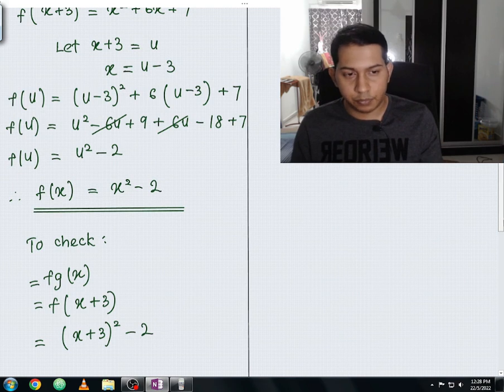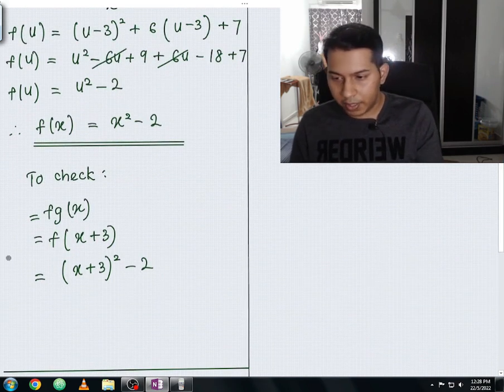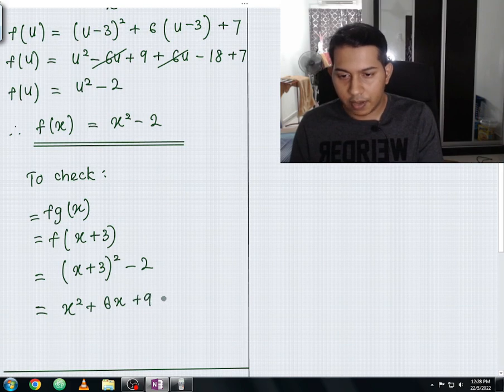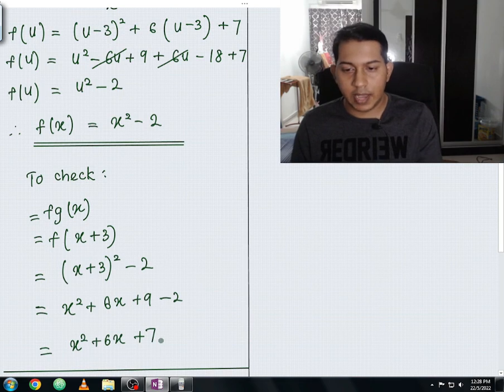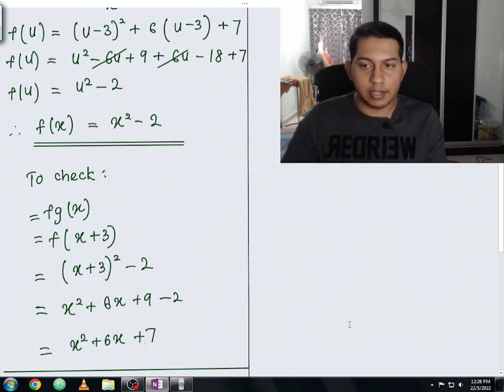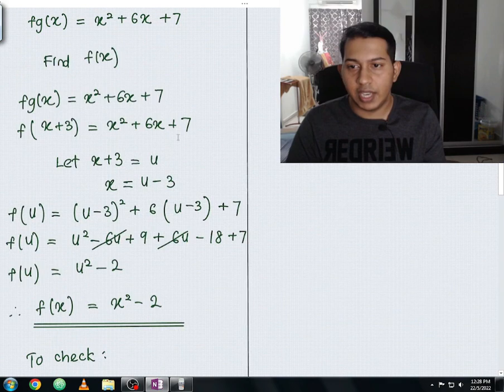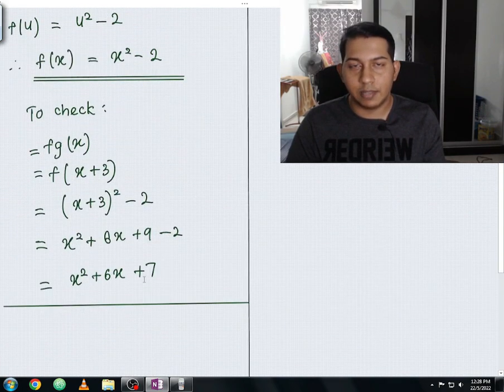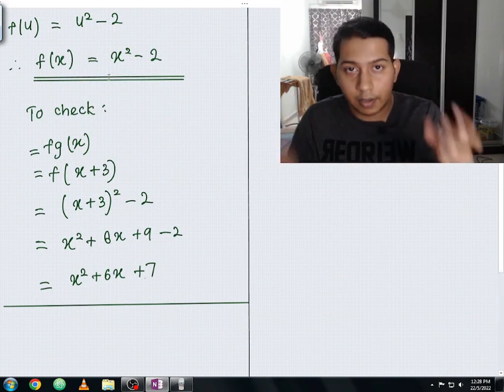So from here, you expand this. You get x squared plus 6x plus 9, and then you have minus 2. You calculate this, you should get x squared plus 6x plus 7. Did you get the correct answer? You should get the same answer, guys. You see here fg(x) is x squared plus 6x plus 7. Here you also get x squared plus 6x plus 7. That means your f(x) is correct.